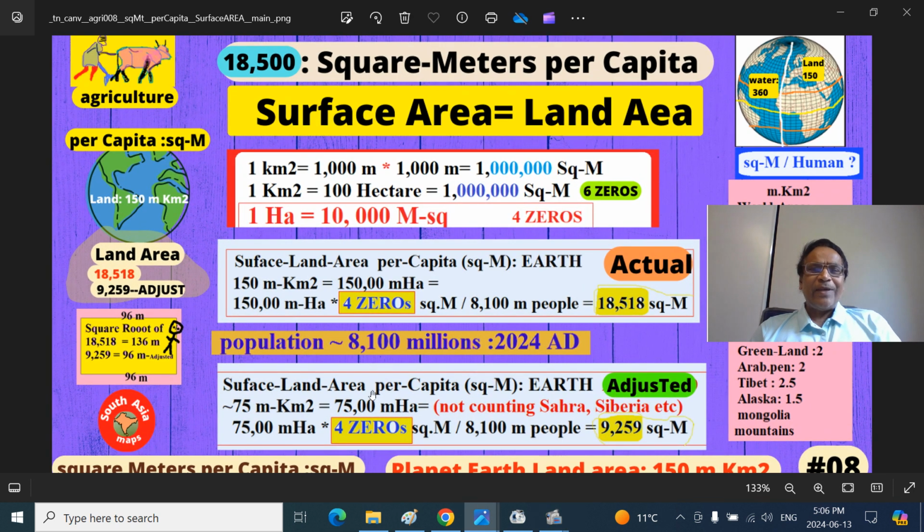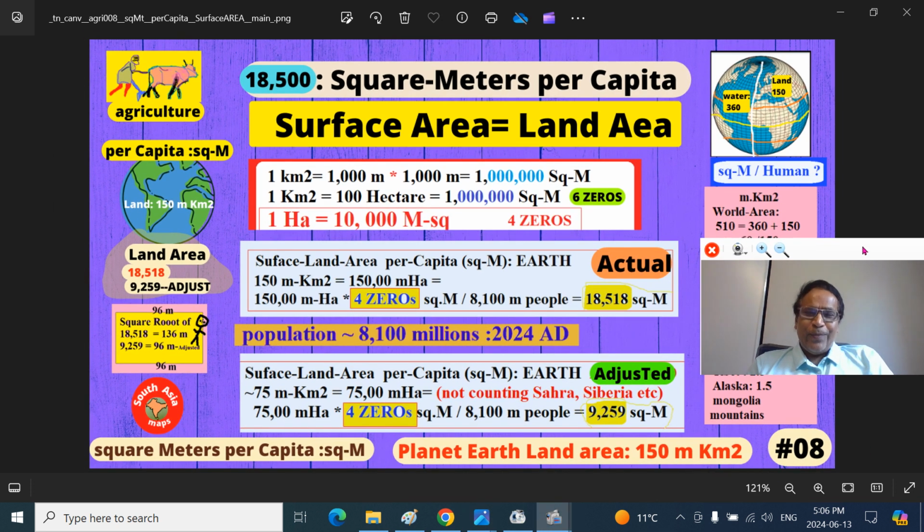That means I have taken the adjusted one here. That means there is around 9,000 square meters of land that can be given for each person, adjusted. If you take the square root of that, you get 96 meters. That means if you draw a border, 96 meters, 96 meters, 96 meters, 96 meters, that's what per head a human being will get on the planet today, as of around 2024.